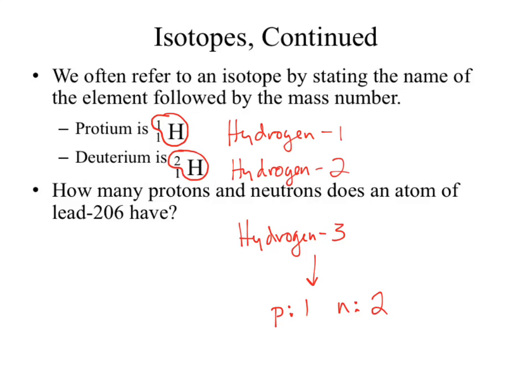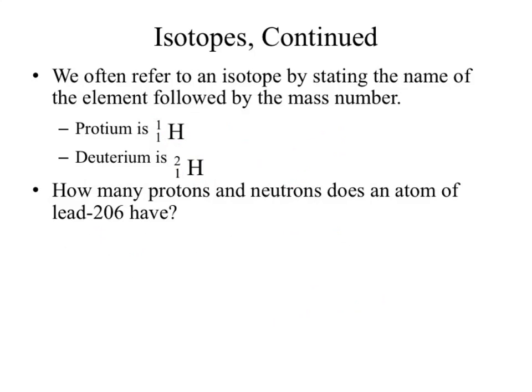Any ideas on a name for hydrogen 3 other than hydrogen 3? Tri, because we're looking at a larger mass. Anybody know how to spell that properly? Tritium. Okay, so we're looking at hydrogen 3. We've now added 2 neutrons to that structure. So our isotopes are just changing the number of neutrons.